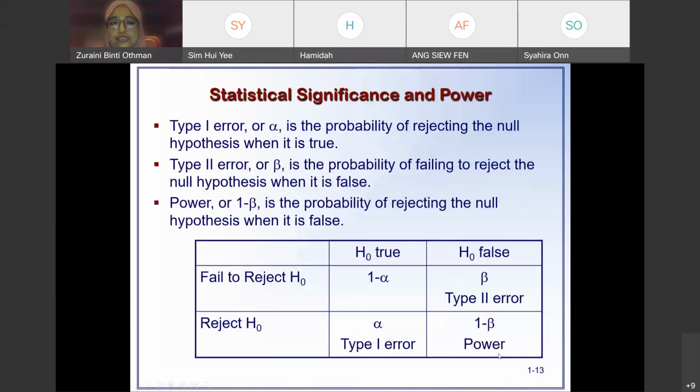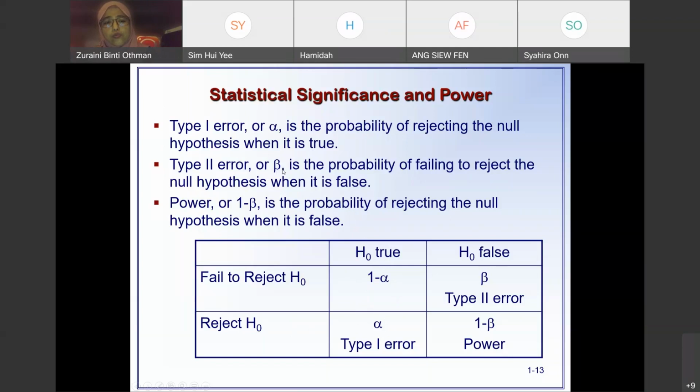Then for statistical significance and power. In statistical significance, we have type 1 error, type 2 error, and power. What is type 1 error? Type 1 error, we represent it as alpha. Alpha is the probability of rejecting the null hypothesis when it is true. When the null hypothesis is true and we reject H null, that is alpha.